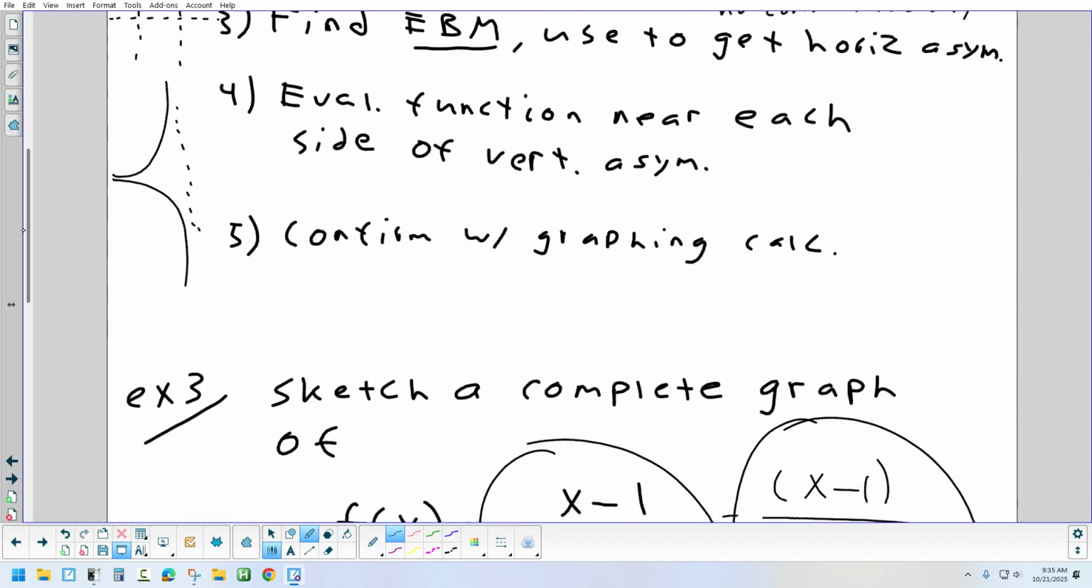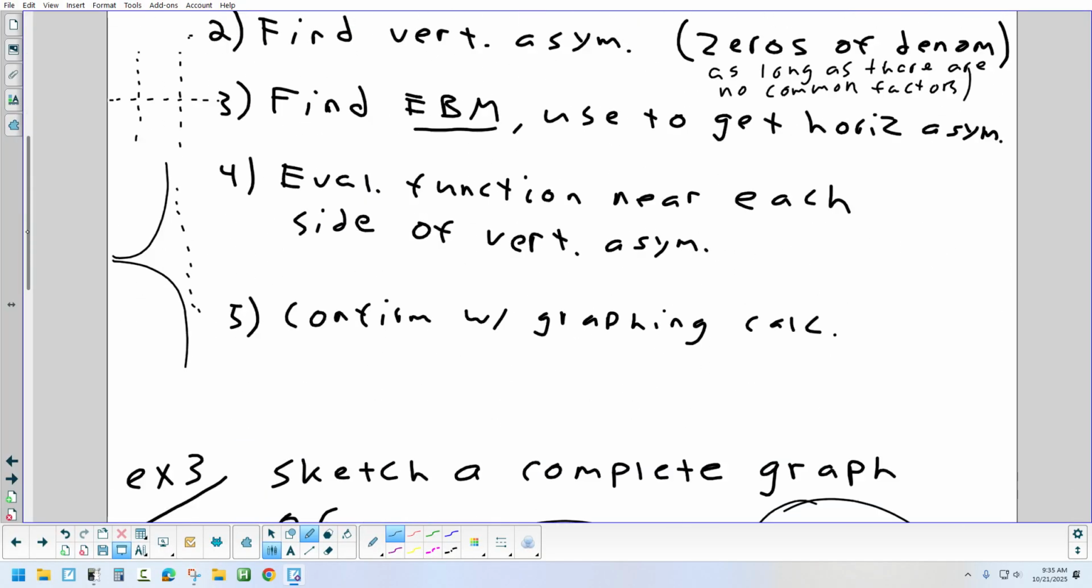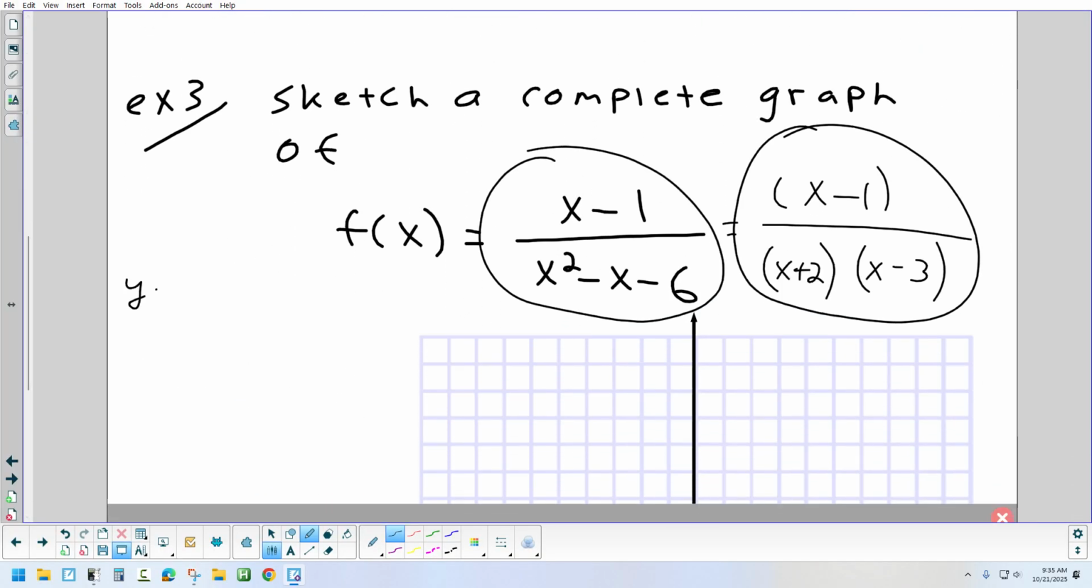Let's do the intercepts. Let's start with the y-intercept. The y-intercept is when you plug in 0 for x. So you're basically trying to find the point 0, comma, and then we're trying to figure out what this number is right here. If we plug in 0 for x, what do you get in the top? Negative 1. And if you plug in 0 for x in the bottom, what do you get? Negative 6.